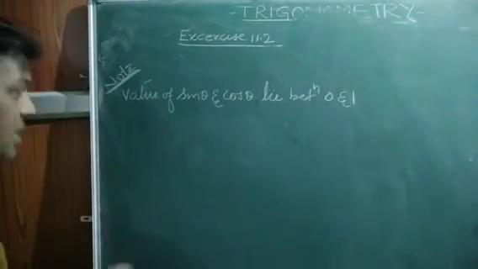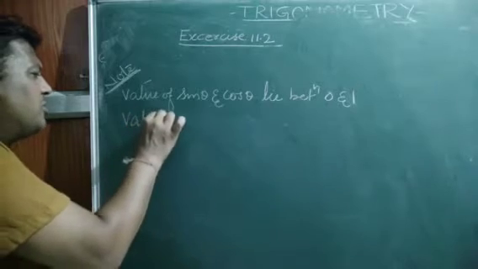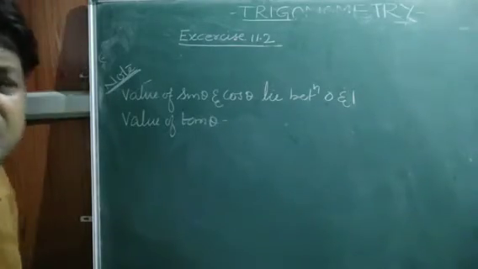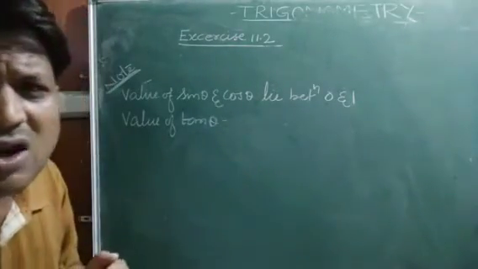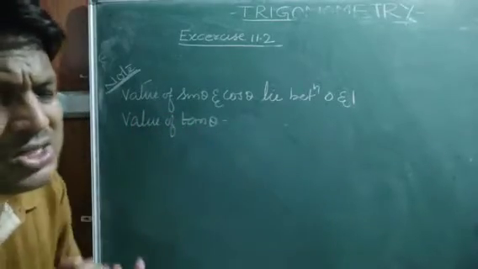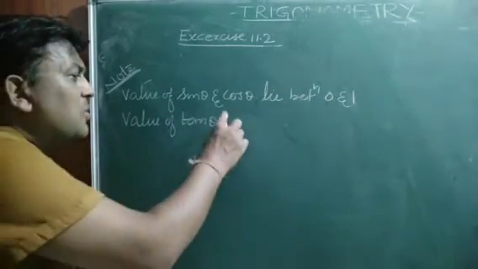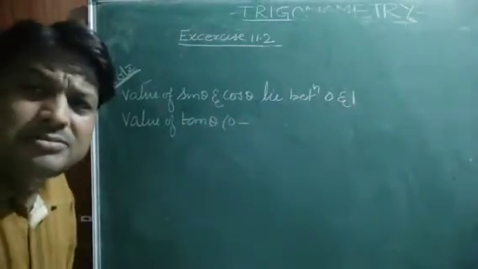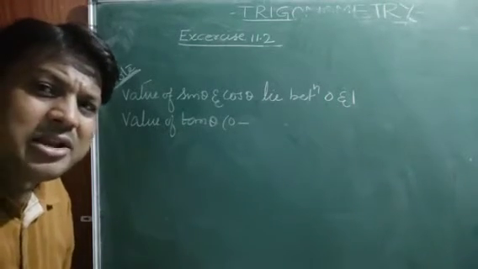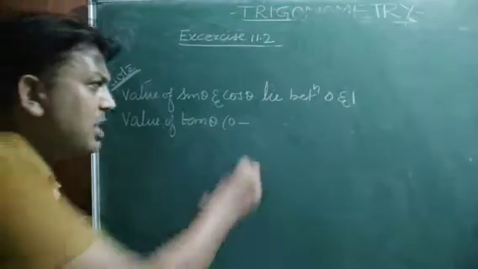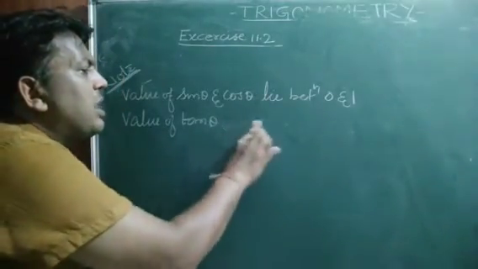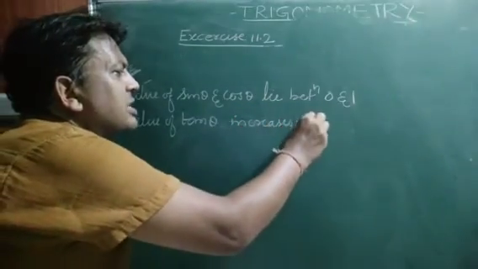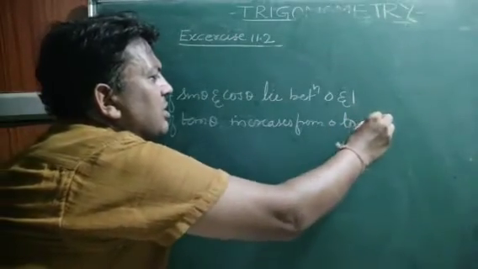Okay children? Now tan theta. What is the value of tan 0 children? Tan 0 is nothing but sin 0 by cos 0. Sin 0 is 0, cos 0 is 1. 0 by 1 is 0. So tan theta starts at 0. Tan 90 is sin 90 by cos 90. Sin 90 is 1, cos 90 is 0. 1 by 0 is infinity. So what can you say children? Tan theta increases from 0 to infinity.